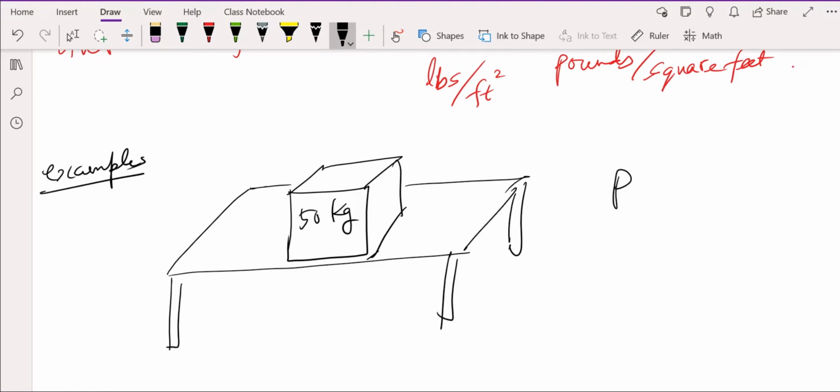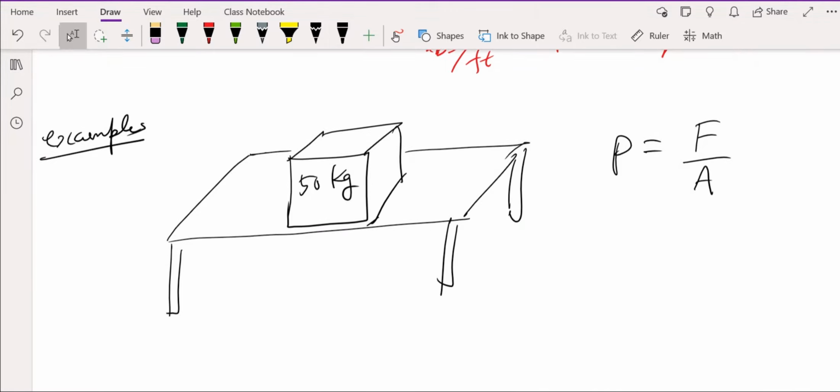So what's the pressure, P? What are the two things you need for pressure? Yeah, the newtons, the weight, newtons, and area. So you need the force and area. So how much force is the box applying on the table?